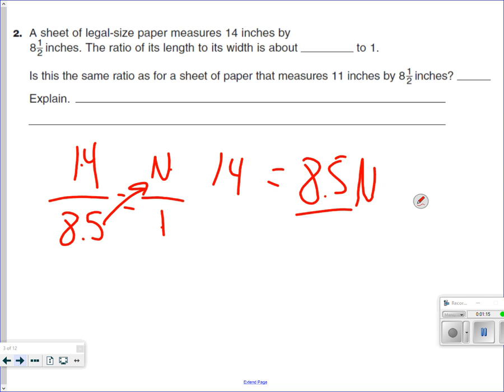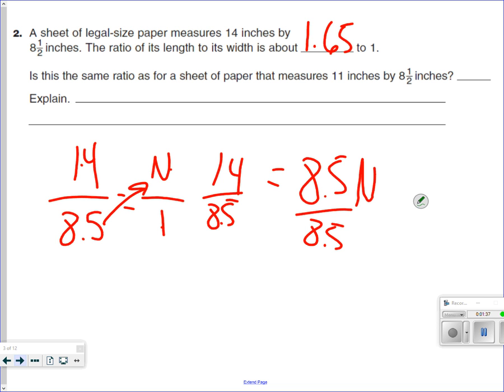We'll have to get n by itself. So 8.5 divided by 8.5 is 1. 14 divided by 8.5 gives me a number. I apologize, let me grab my calculator. 14 divided by 8.5 is 1.65.